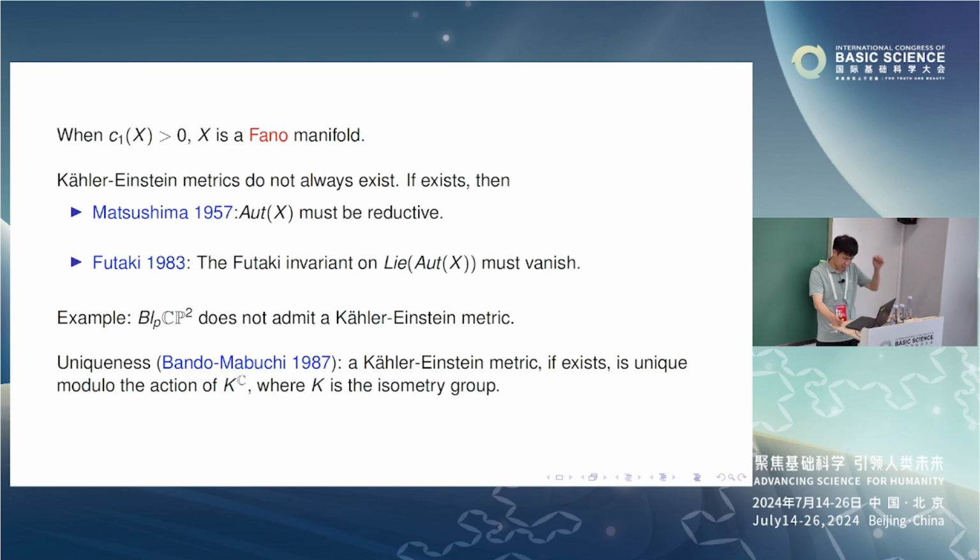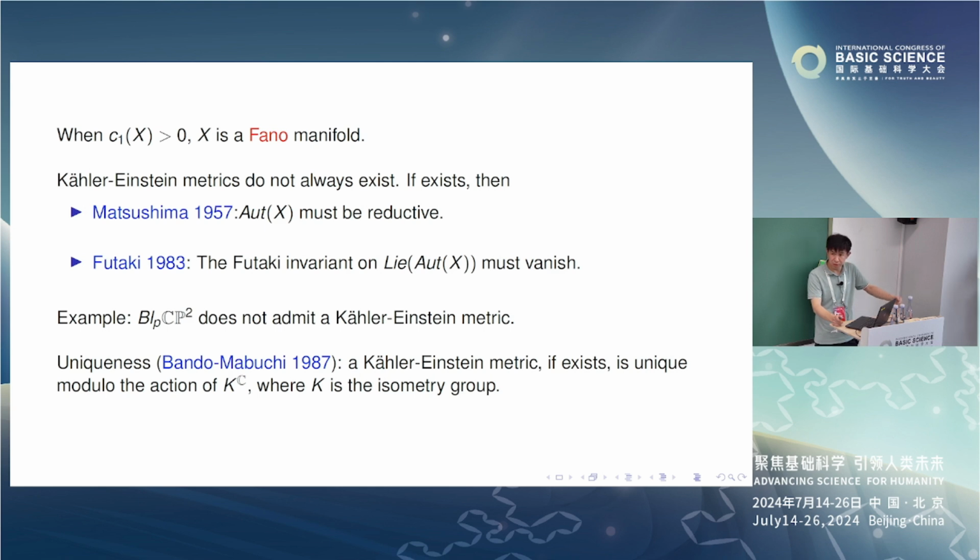So immediately there are explicit examples without Kahler-Einstein metric. For example, if you blow up CP2 at a point, the automorphism group of CP2 is just 3x3 matrices, and for the blow-up you correspond to a matrix at a fixed point. So that's an upper triangular matrix. That's not reductive. And we know that if the Kahler-Einstein metric exists, then there is a uniqueness.